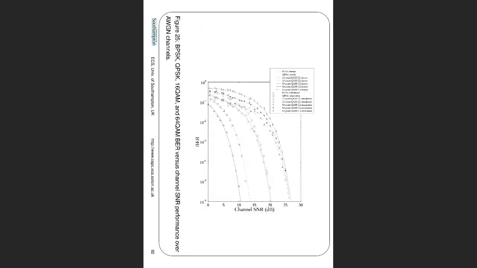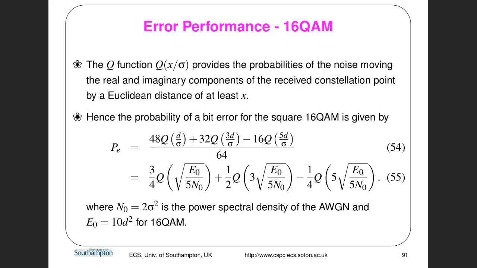So this is a BER. So the lines are all theoretical curves that are plotted by the Q function. In the Q function, we have D divided by sigma. D will be changed for different constellation points, for different constellation schemes. So for BPSK, it's this one. But for QPSK, it will be changed, and for 16 QAM, it will be changed to this.